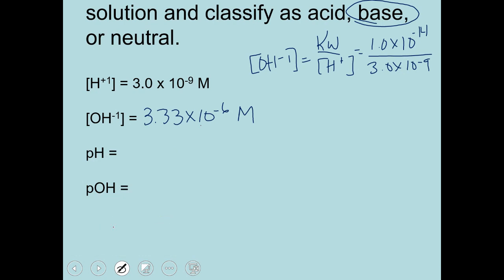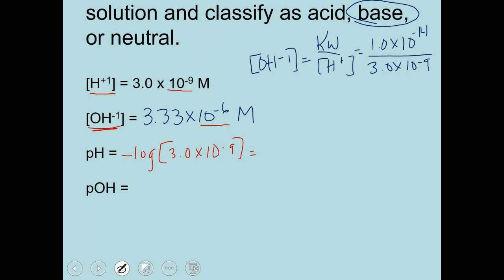You see that 10 to the negative 6 is a bigger number than 10 to the negative 9. And if the hydroxide is bigger than the hydrogen, it's a base. Now let's see if that's what we get for the pH and the pOH on the scale. They also say base. Remember, the pH is the negative log of the hydrogen ion concentration.